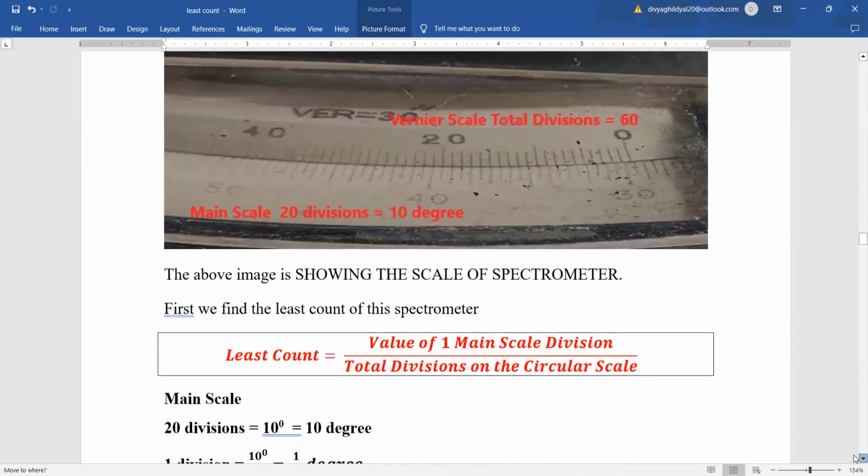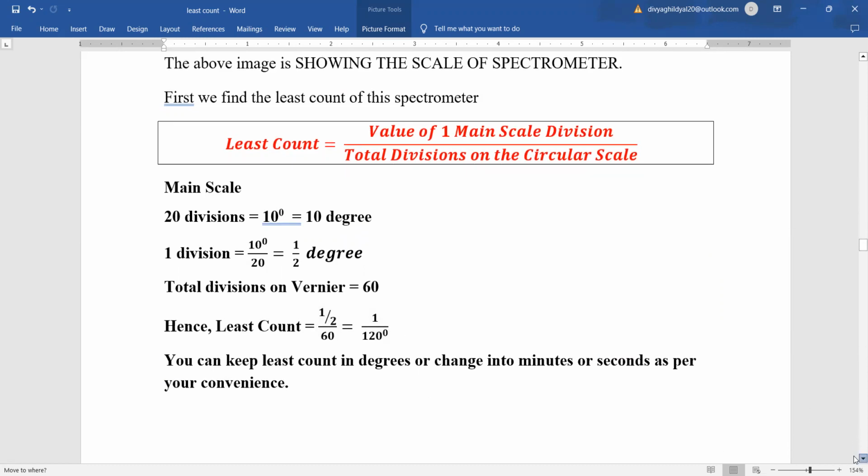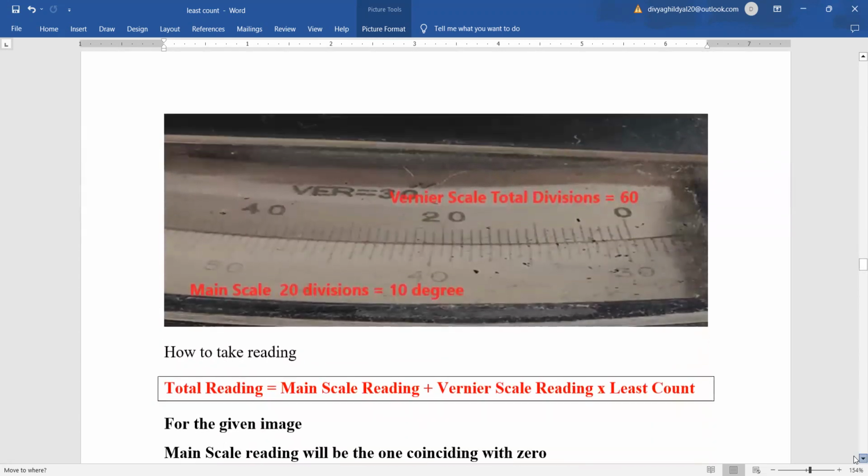So here the least count becomes: 20 divisions are showing 10 degree, one division is going to show half degree, and total divisions on the vernier are 60. So least count becomes value of one main scale division upon total divisions on the vernier scale. So 1 upon 2 into 60. You can keep it in degrees. You do not need to change it into minutes or seconds, because it will be very convenient for you to do the calculations this way.